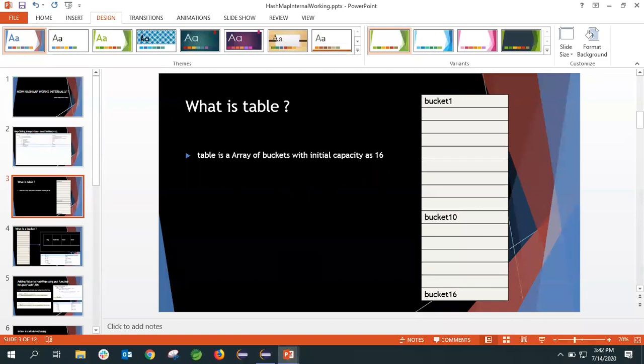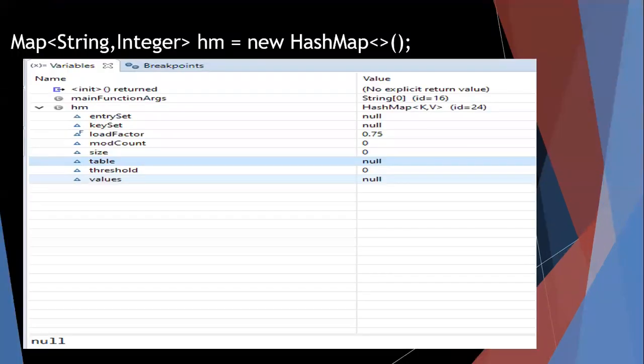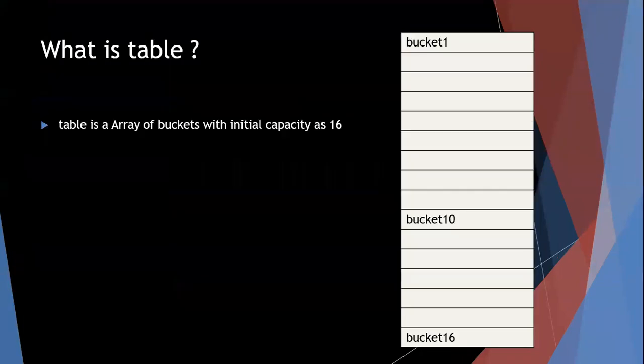So what is a table? Here we have seen the table. A table is an array of buckets. It's like you have an array of buckets. We call each space in the array a bucket. We'll see what a bucket is as well. Initially the capacity will be 16. It is from 0 to 15, so in total we have 16 buckets. Now what is a bucket?